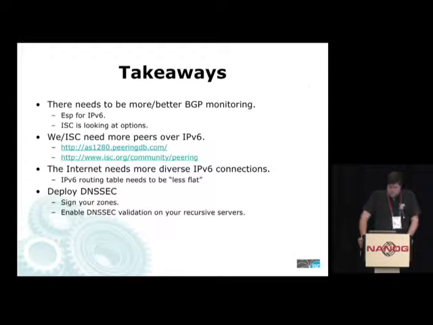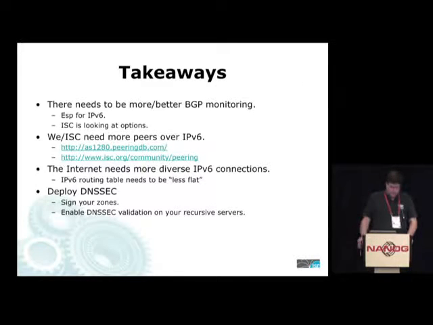So some takeaways from this. There needs to be more and better BGP monitoring, especially with IPv6. I mean, we'd all like it if we could get BGP monitors on every AS and have a complete view of the world, but obviously that's likely not possible. We are looking at various options ourselves. We've been talking with RIPE about doing some stuff with Atlas as a possible mechanism. There may be other BGP-type services that we may investigate in future. Obviously, we'd like more IPv6 peers wherever possible.